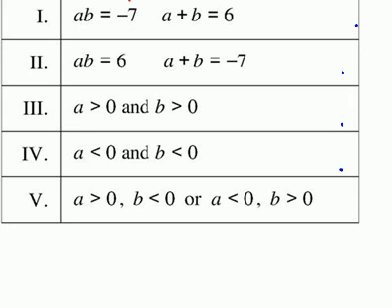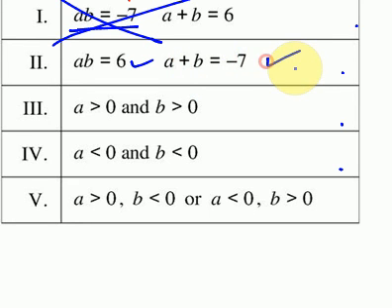Okay? So let's take a look at number 1. Is A times B negative 7? Is negative 6 times negative 1 negative 7? No way. Forget that one then. How about number 2? Is A times B equal to 6? Is negative 6 times negative 1 equal to 6? Oh yeah. Okay, let's double check the other one. Is A plus B, so is negative 6 plus negative 1 negative 7? Yeah. Okay, so 2 looks good. Ding, ding, ding.